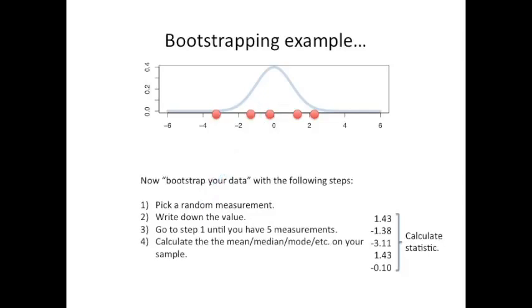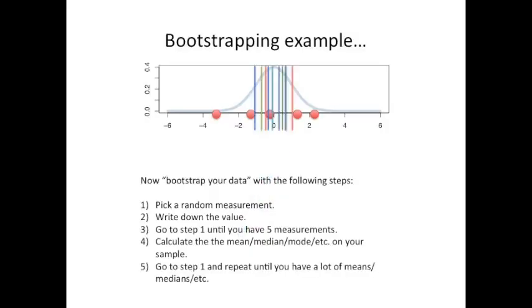Step 4 in bootstrapping is to calculate the mean, median, mode, or whatever the statistic is that we're interested in understanding the standard error of, and we calculate that with our sample. In this case, we're interested in the standard error of the mean, so all we do is calculate the mean from our new bootstrap sample. The fifth step is to go all the way back to the beginning, step 1, and repeat that until you have a lot of means or medians or whatever you're interested in calculating the standard error of.